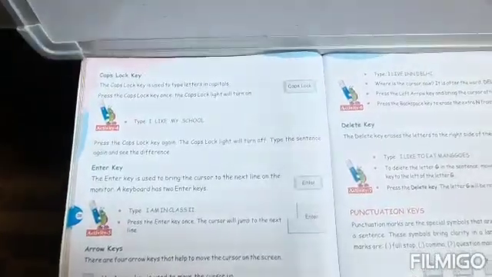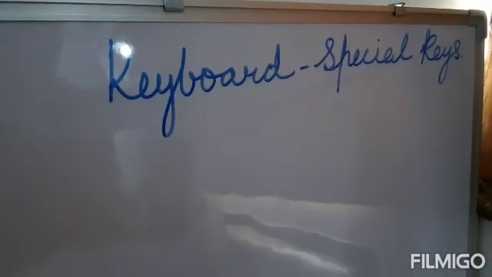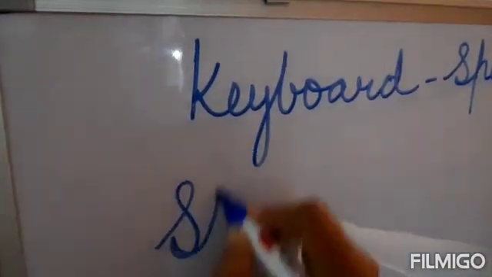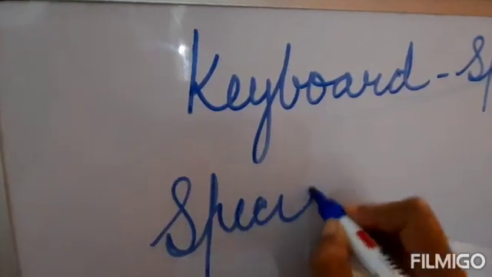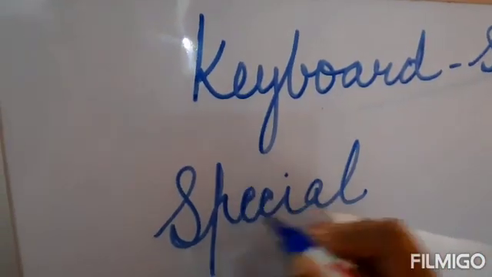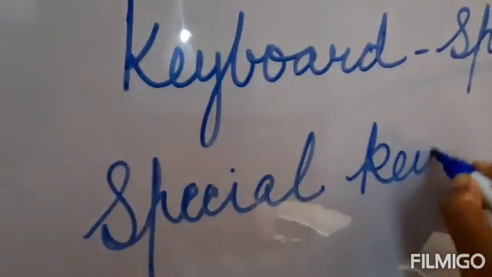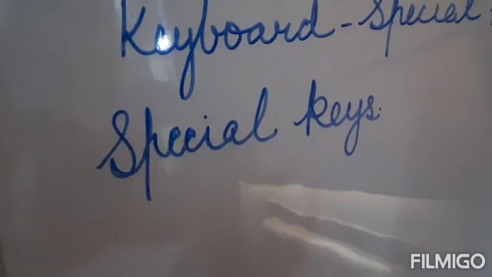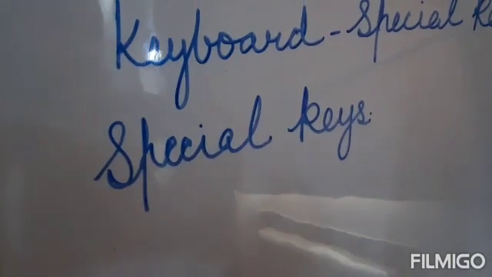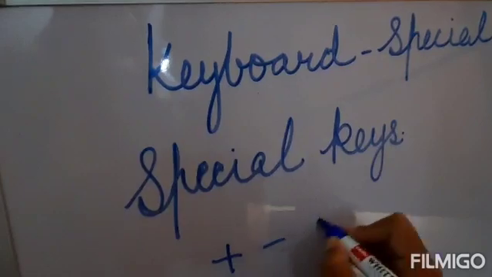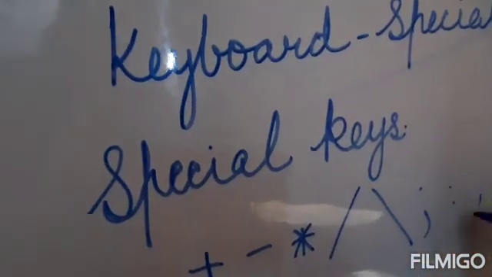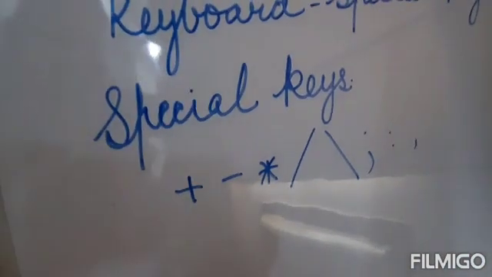So children, let's do a quick recap of what we learned today. We learned about the special keys, right? So which are the special keys? The keys which have some symbols on them, or there are other keys which have specific functions, right?